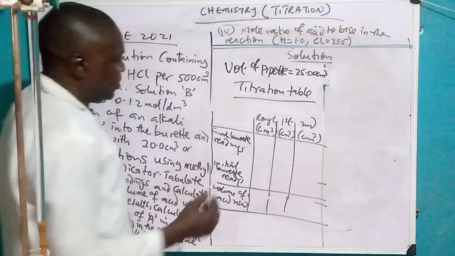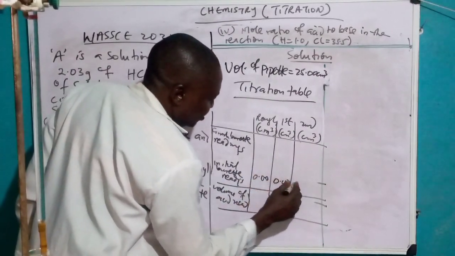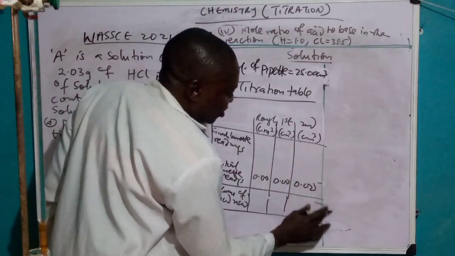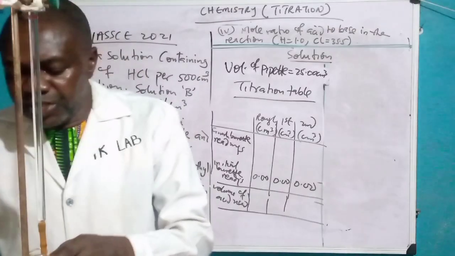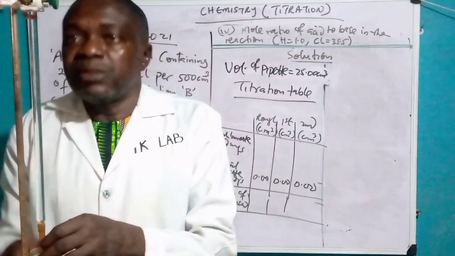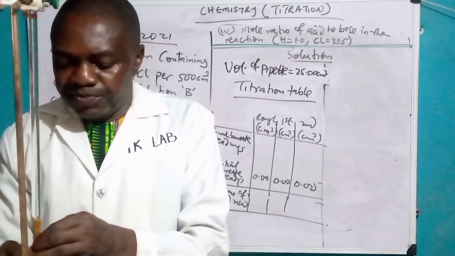Remember, we started from 0.00. You can just write all of them. I already showed you, if the acid is not enough, there's a way you write the value. So let's carry out the titration. Remember, the color is yellow. You are going to carry out 3 times.